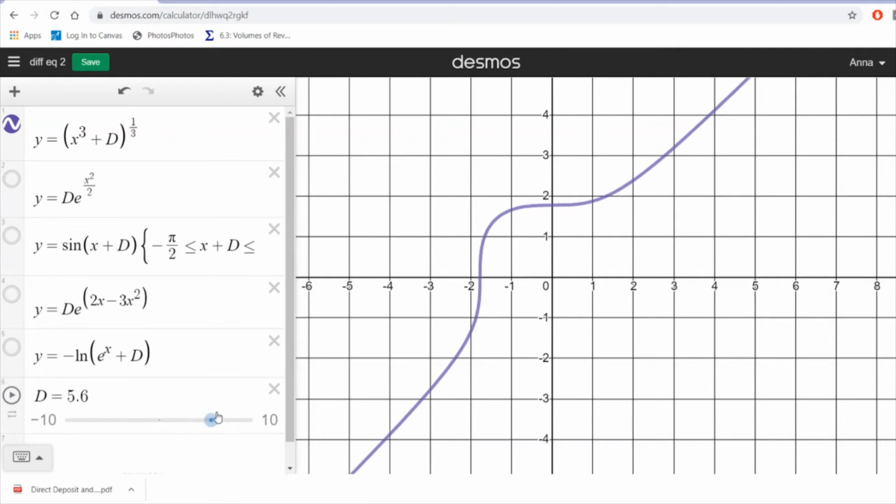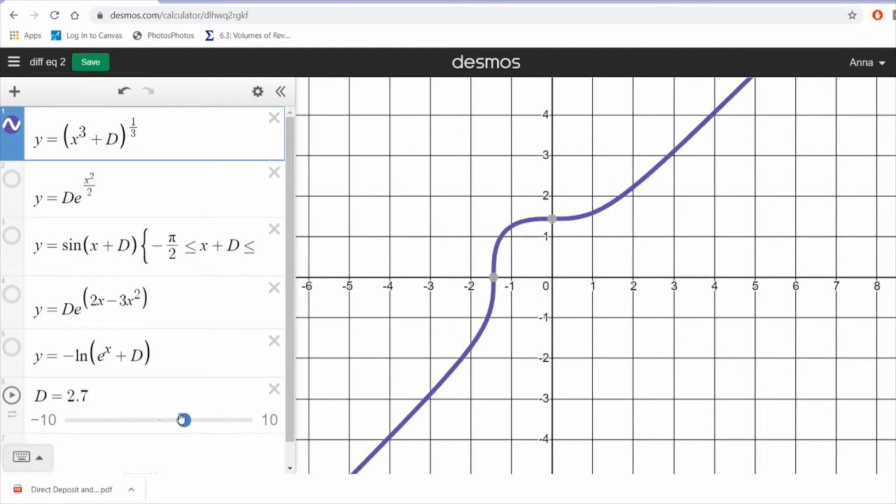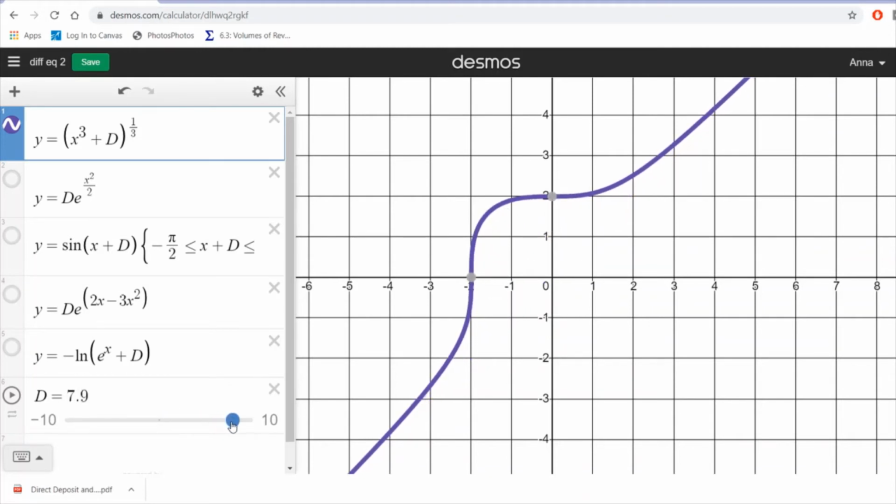So what did we find? We found that d was equal to 8. If we set d equal to 8, now notice that this function passes through the point (0, 2), which was the piece of information we were given. So you can think of the initial condition as pinning down your graph. You have all these different possible graphs, but as soon as you know one point that lies on your graph, that pins it down and can help you find the specific solution.